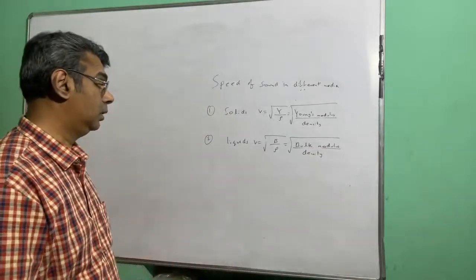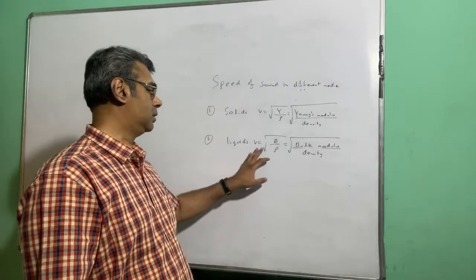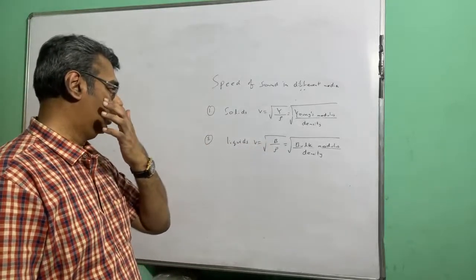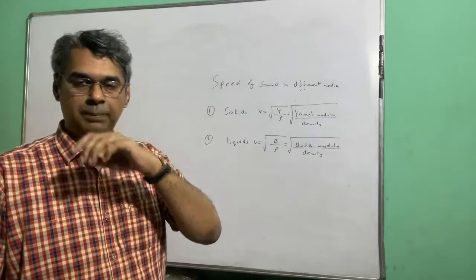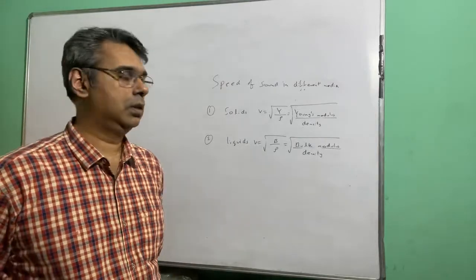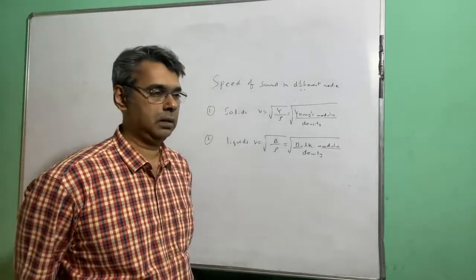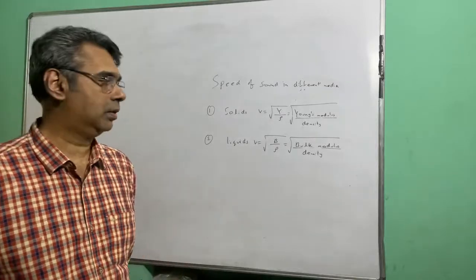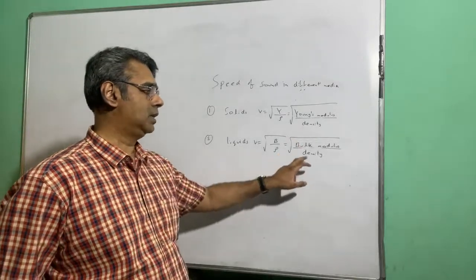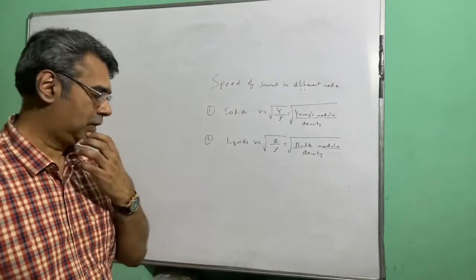Okay, next we come to liquids. For liquids, the speed of sound is root over bulk modulus by density, because speed of sound is proportional to root over of elasticity and inversely proportional to square root of density. So for liquids, it is bulk modulus by density.